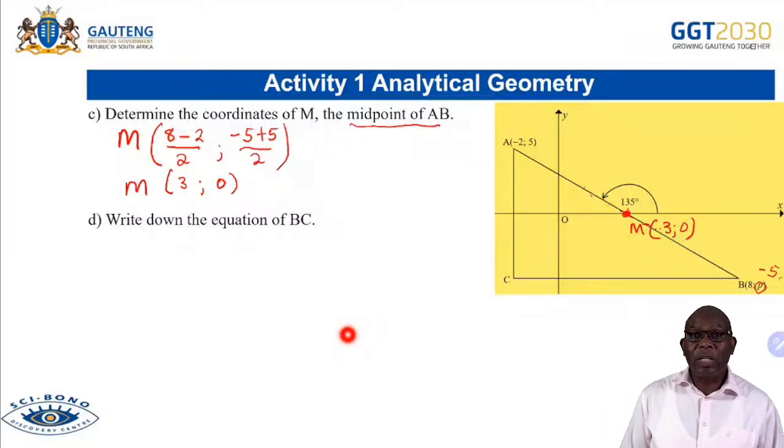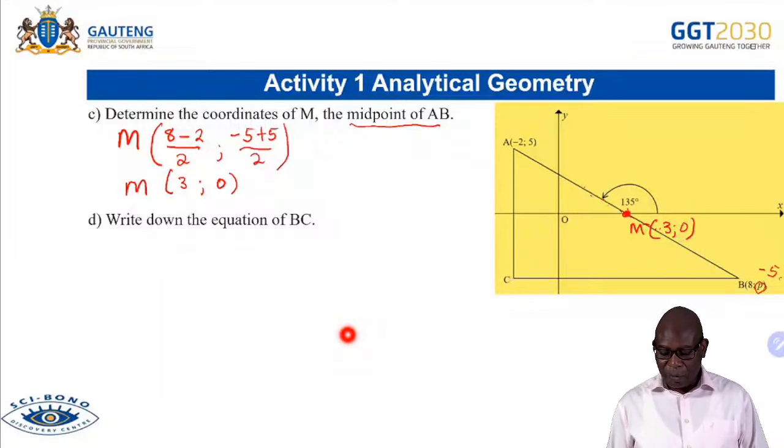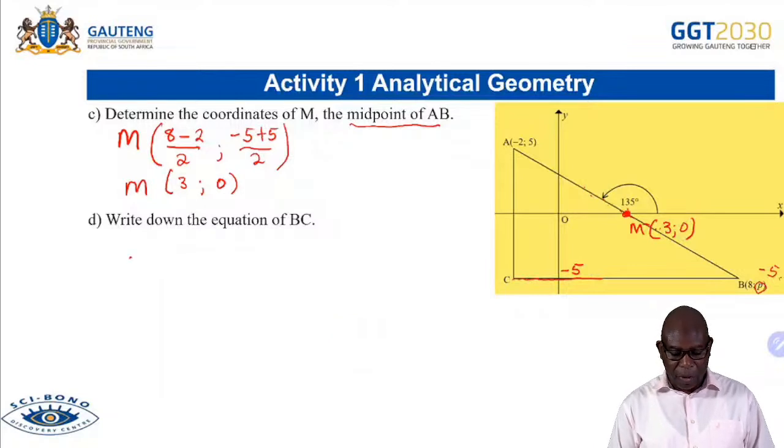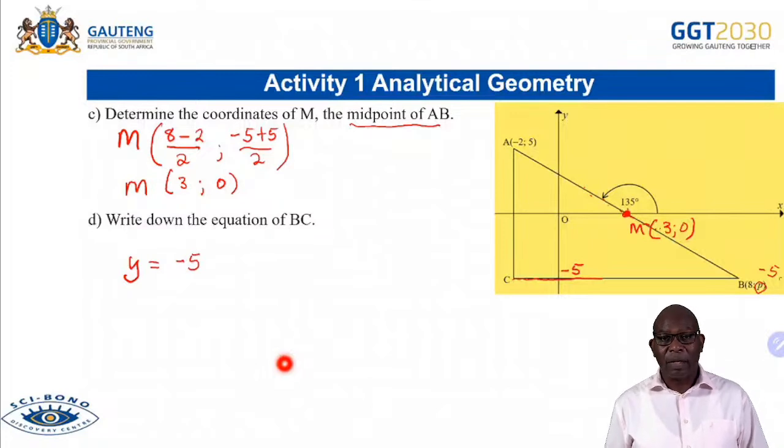Now they say write down the equation of BC. So I'm looking at BC there. BC passes there. The y value is -5. And it's 1 mark. So the equation of the line BC is that point there. So I'm going to write down y equals -5. There's nothing to work out there. For 1 mark, it's still going to be the same, because y minus y1 equals the gradient times x minus x1, and the gradient of that line there is going to be 0. So you're going to have the value of y equal to -5.